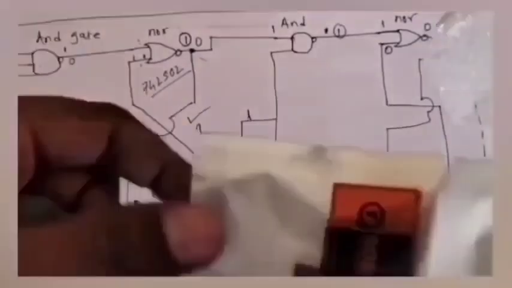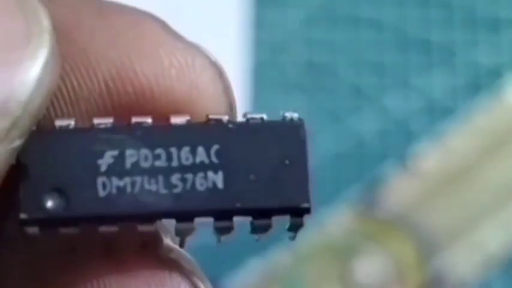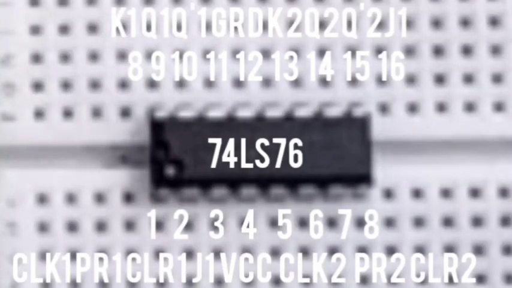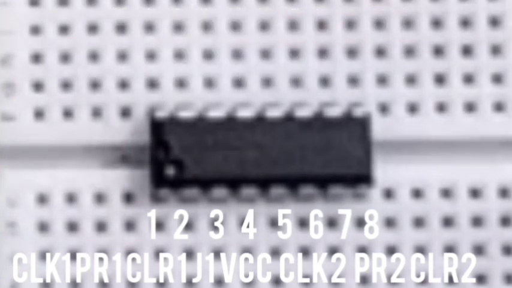I ordered the 74LS76 chip from the robo.in site. The packaging is very good. The integrated circuit 74LS76 has two independent master slave JK flip flops. So this is our master slave JK flip flop IC.